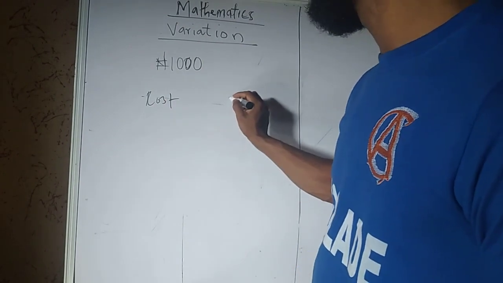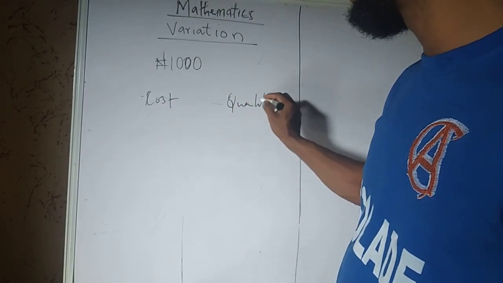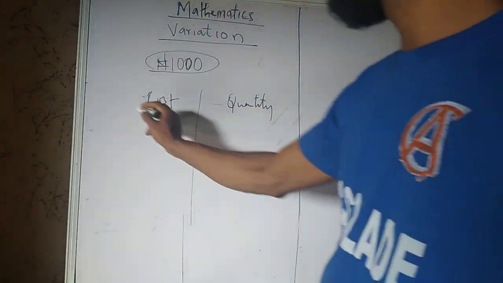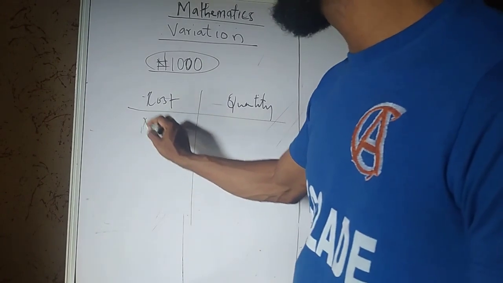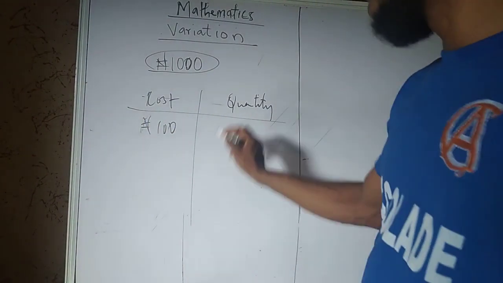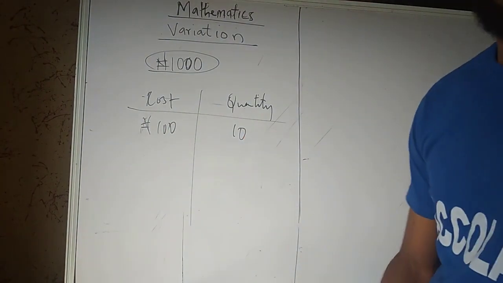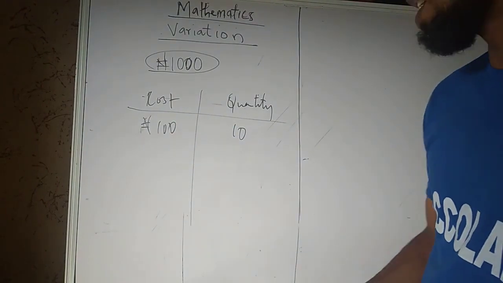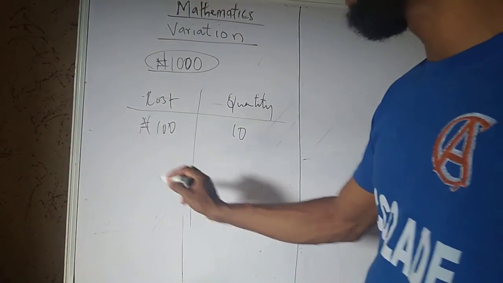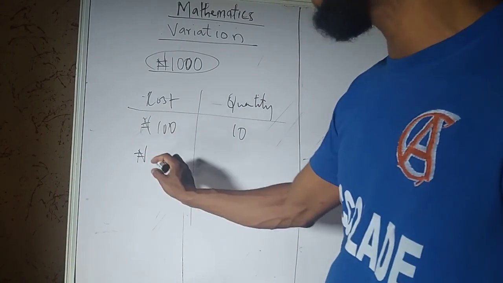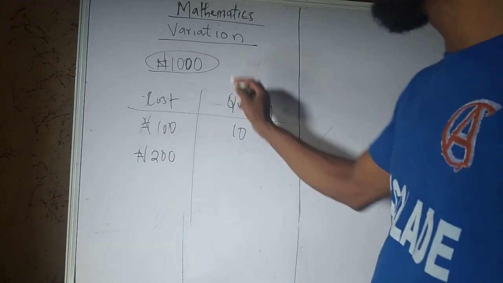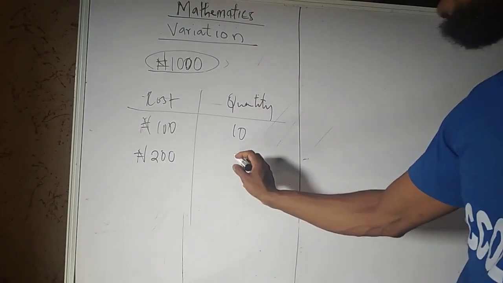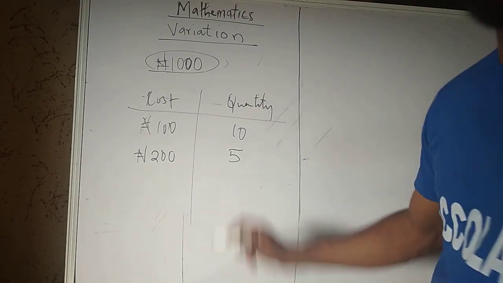So we have cost and we have quantity. We have 1000 naira to spend. Now if a cup of rice costs 100 naira, we are going to be able to buy 10 cups of rice. So there is a relationship between the cost and the quantity that will be purchased, right? Now let's say something else happened, and the cost of a cup of rice now becomes 200 naira, but nothing has happened to this one. It hasn't changed. So that means the quantity that will be bought will now become 5 cups of rice, right?